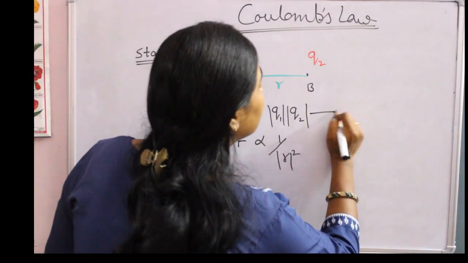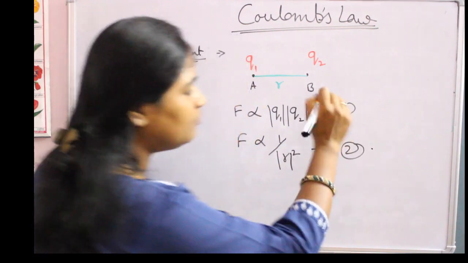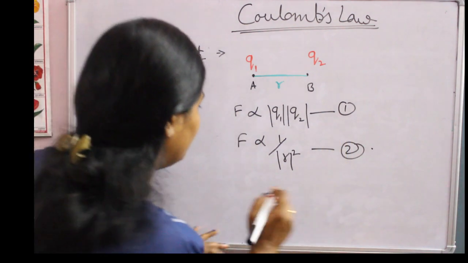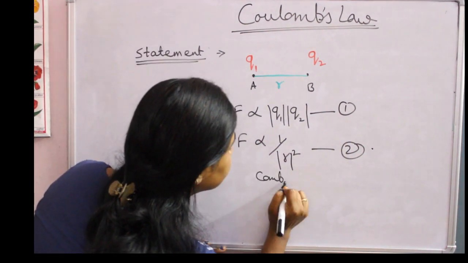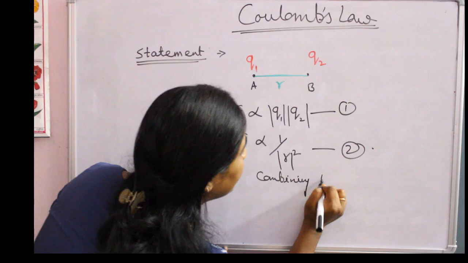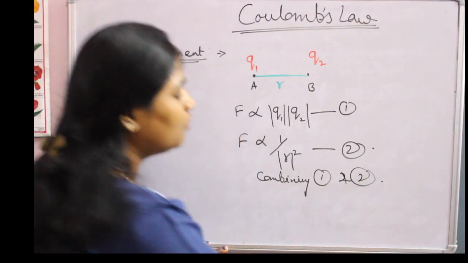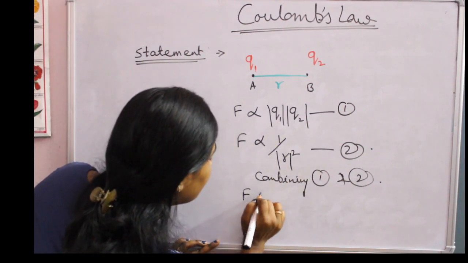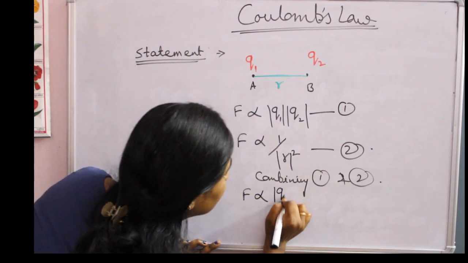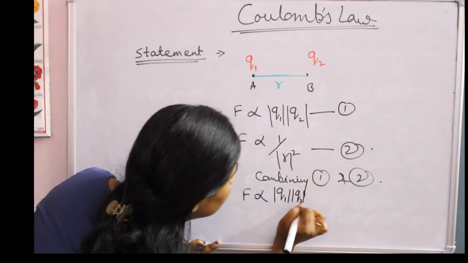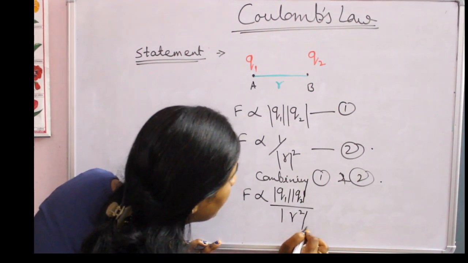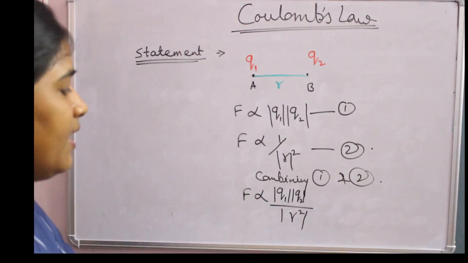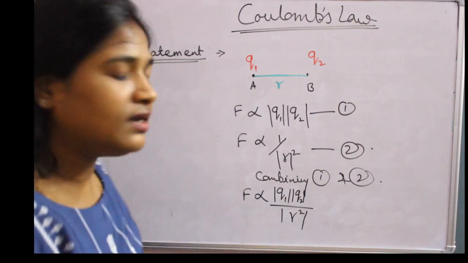So now what I will do, let this be equation 1 and this be equation 2. Combining equations 1 and 2, what we will get? Tell me what we will get. We will get F is proportional to Q1 Q2 upon R square. Done? So F is proportional to Q1 Q2 by R square. This is what is Coulomb's law.